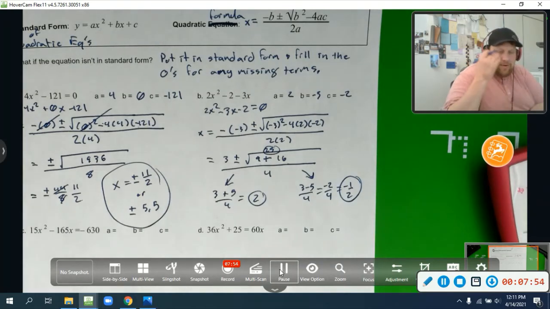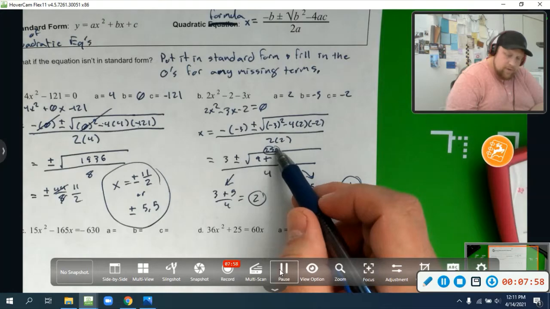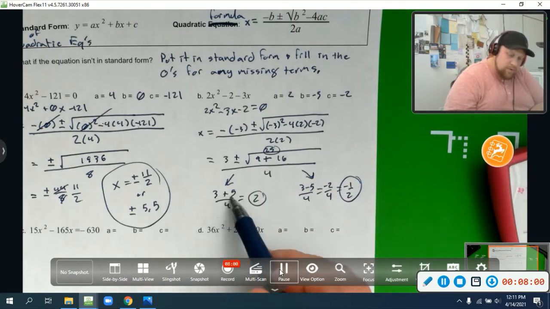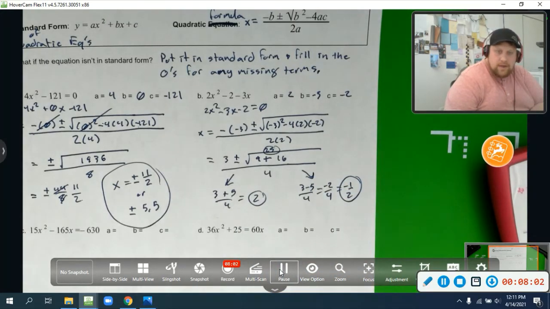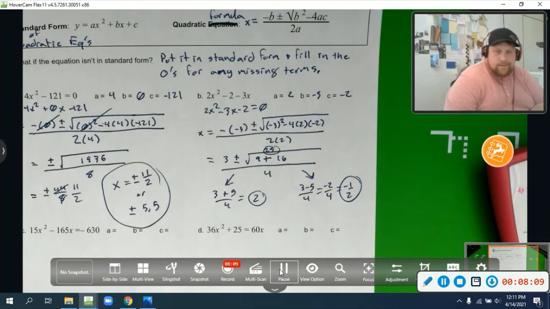And that's why I don't have to necessarily rewrite this whole thing. I just know it's the square root of 25, and I know the square root of 25 is 5, so then I go straight to 3 plus 5 and 3 minus 5, right? Because we have a plus and a minus version of that. And I get 2 or negative 1 half.